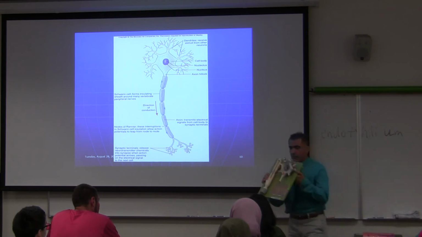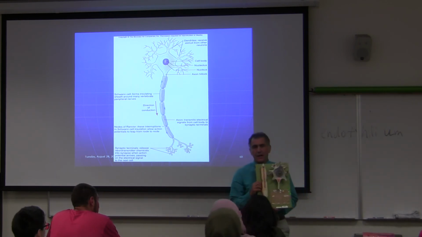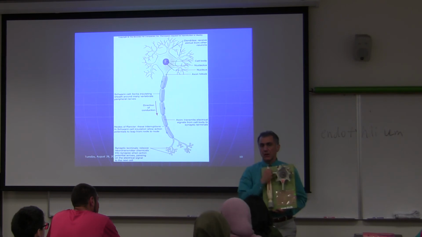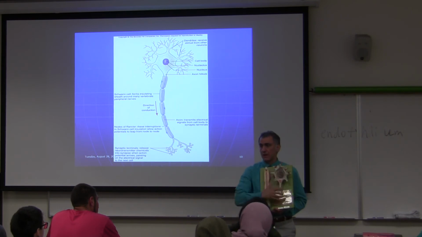Here's another model of a neuron which we have in the lab. I don't like it too much because they cut off the axon from the cell body.